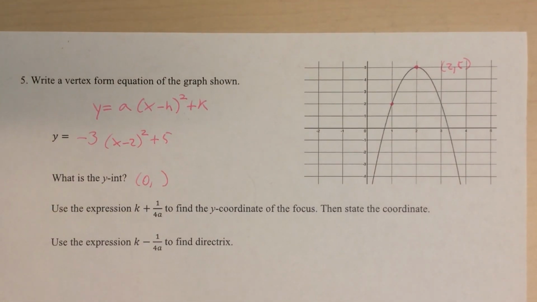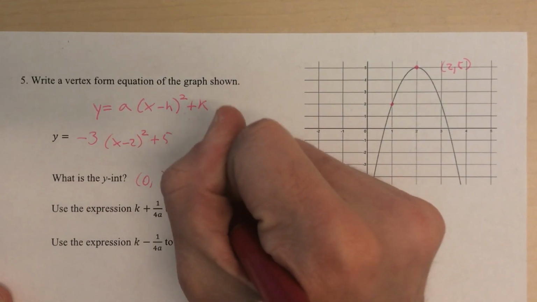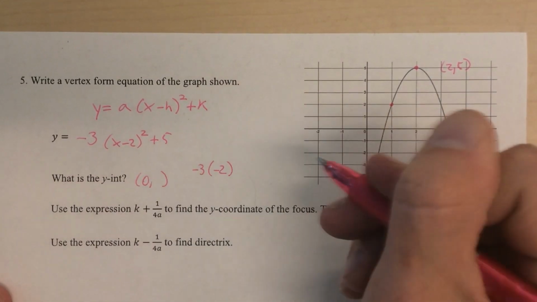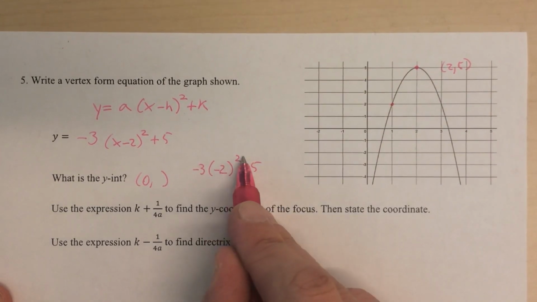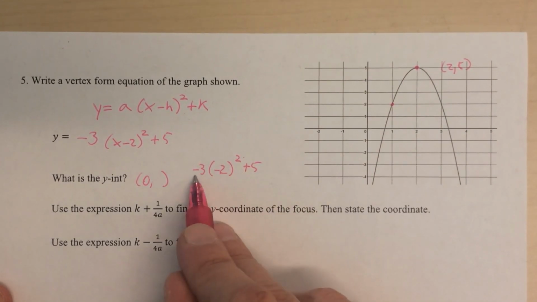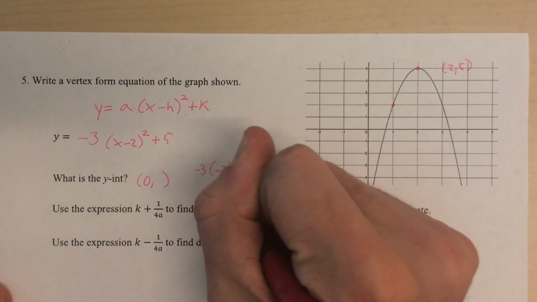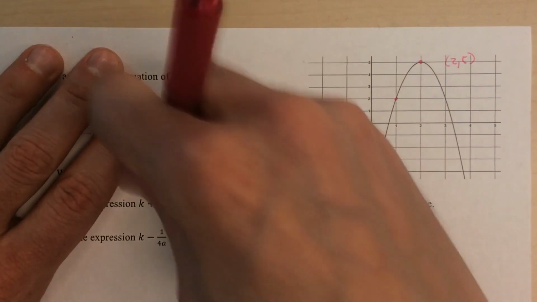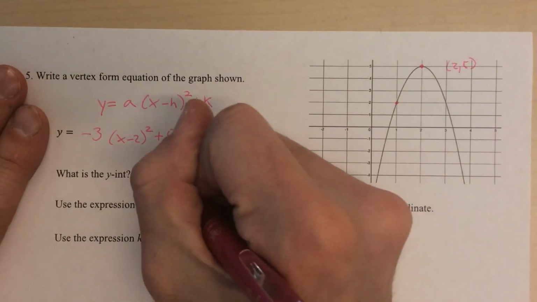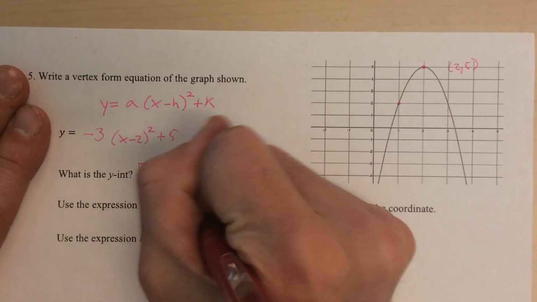So what we could do is plug that in where you see the x. So you're going to have negative 3. This will just be a negative 2 inside. Once you plug in the 0, that becomes a 4. The 4 multiplied by 3 is negative 12, plus the 5 is going to give you negative 7. So your y-intercept is going to be at (0, negative 7).